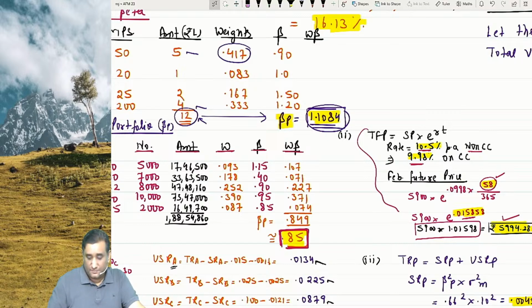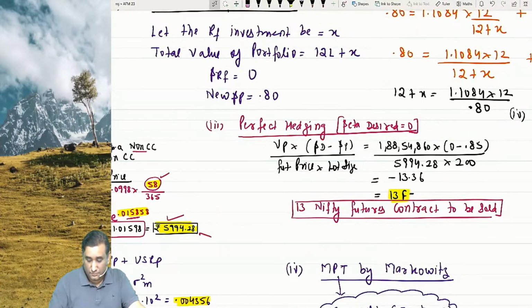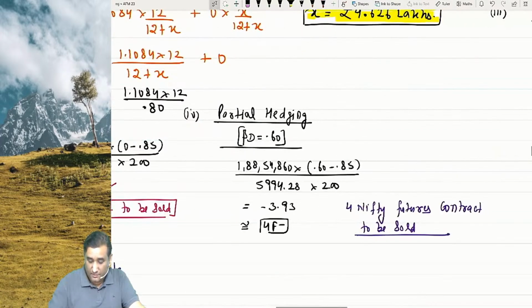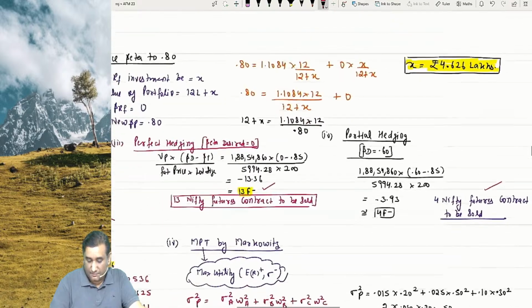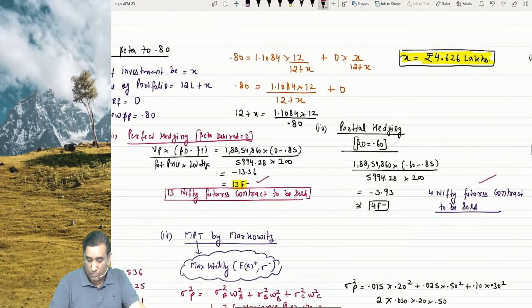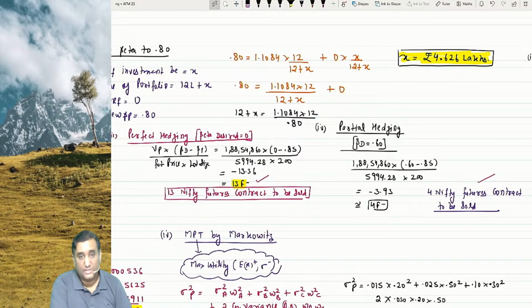I move the answer. First part would be 13f minus. First case hedging is more. Second case is 0.6, hedging is... Done.